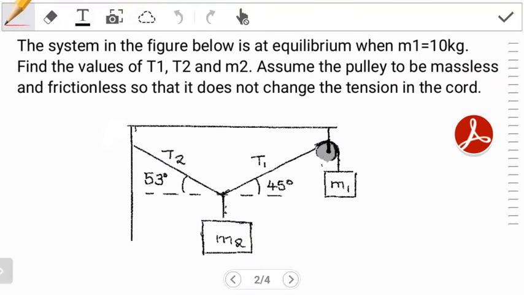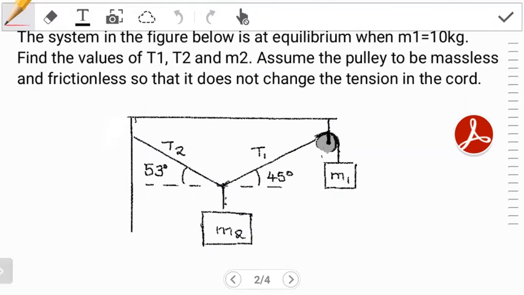Okay, so the question is asking us to get T1, T2, and M2. T1 is this force here, and T2 is this force here. M2 is the mass of this object here. And then M1 is given in the question. M1 is 10 kgs. Now, how do we do that?